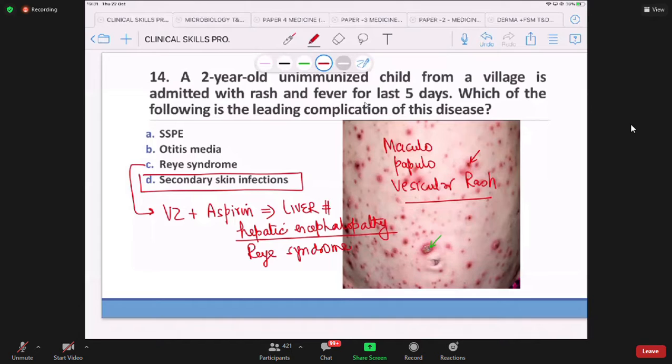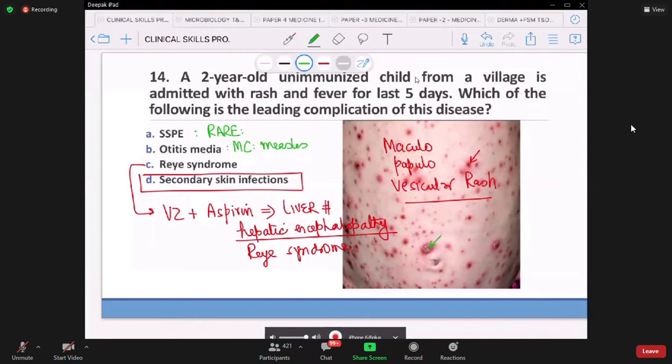Just like you are aware of the fact that the most common complication of measles is otitis media, followed by pneumonia, and a rare complication of measles. Okay, guys, SSPE is a complication of measles, or is SSPE a complication of measles vaccine? Yes, let me just check.